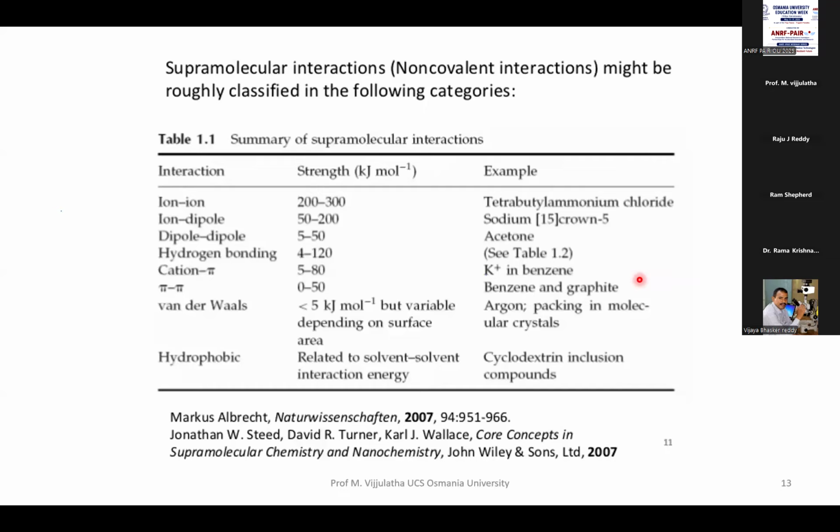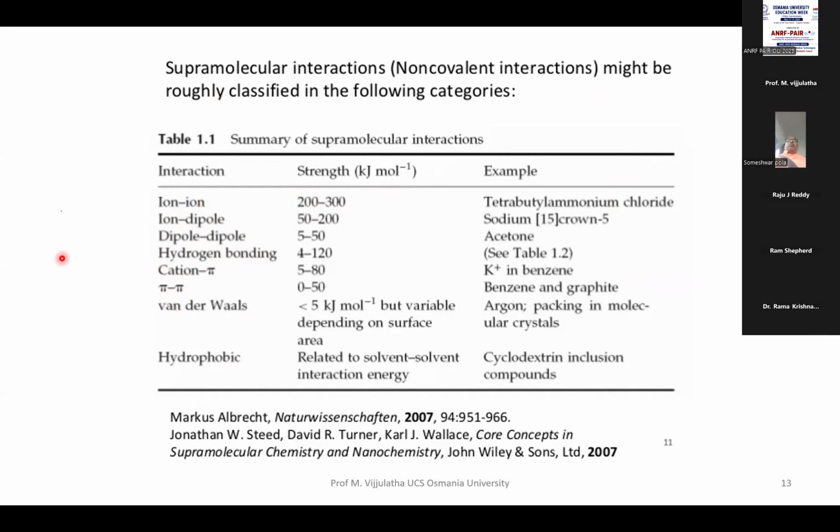So these are some of the non-covalent bond interactions which we talk about. One is ion-ion interaction. You can see the strengths in kilojoules per mole, and ion-dipole moment interaction, dipole-dipole interaction, hydrogen bonding, cation-pi interactions, van der Waals, and hydrophobic interaction.